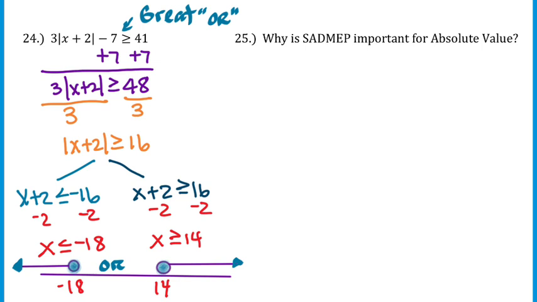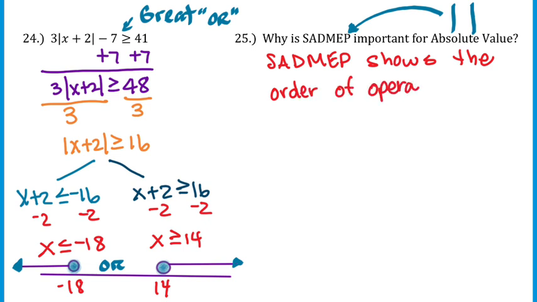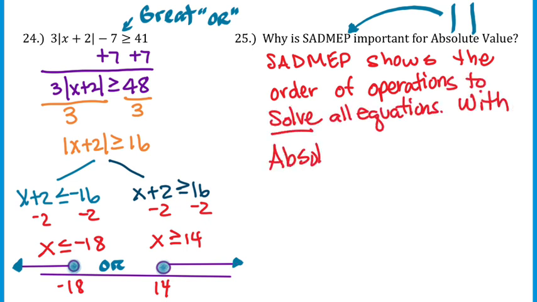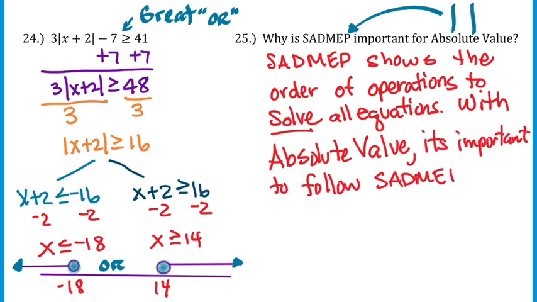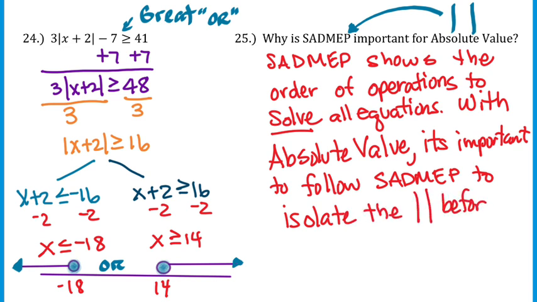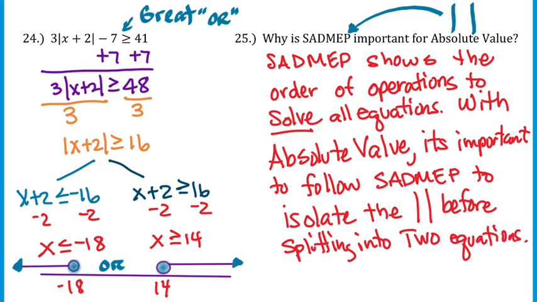Lastly, our explaining question on this one is, why is SADMEP important to solve for absolute value? Well, SADMEP is important because SADMEP is part of the parentheses of this. So we know we have to first isolate everything else before we can do it. So there's an order to everything. The order of operations to solve is SADMEP, and that means we have to add or subtract, multiply or divide before we can finally get to the parentheses, before we can split it into two separate equations and solve.